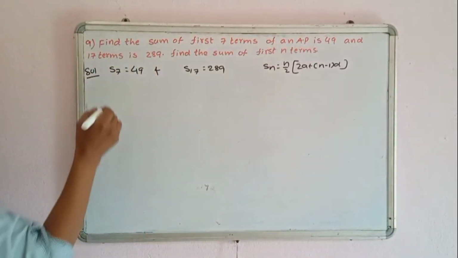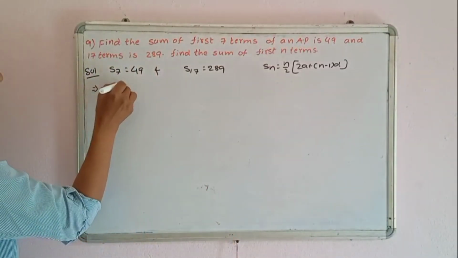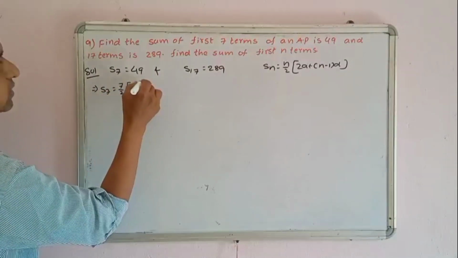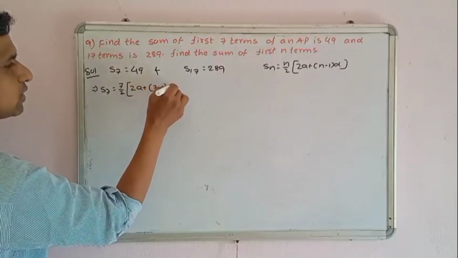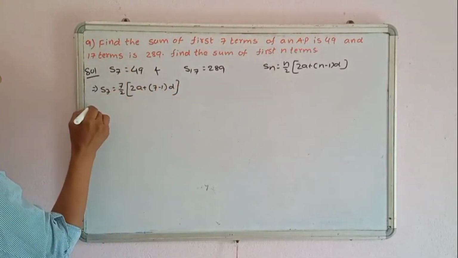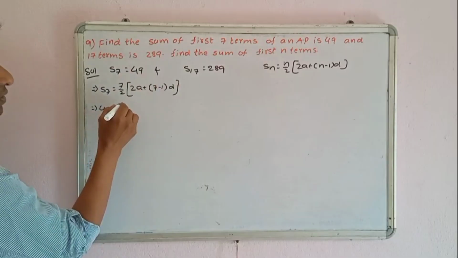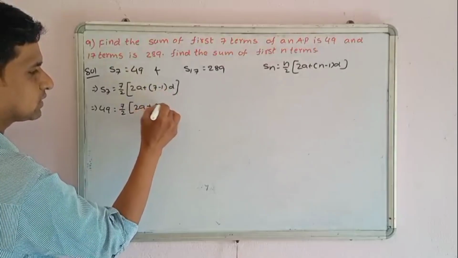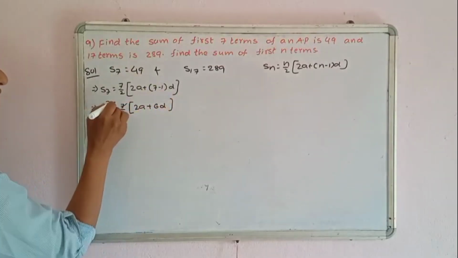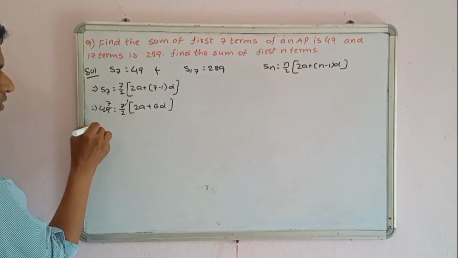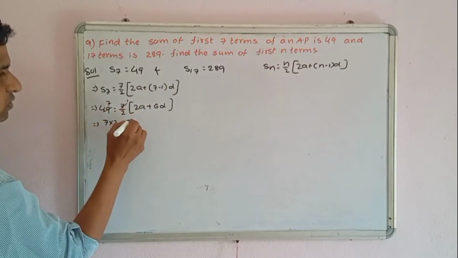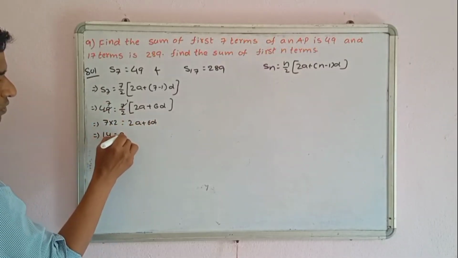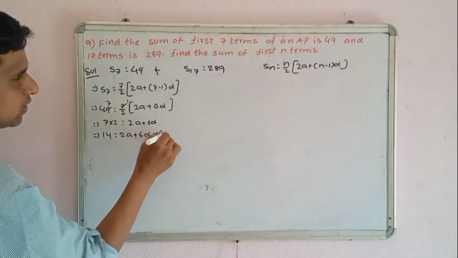Now S7 equals 7 over 2 into 2a plus, so n is 7 here, 7 minus 1 into d. Sn value 49 equals 7 by 2 multiplied with 2a, 7 minus 1 is 6d. 7 times. 2 transposed over, 7 times 2 equals 2a plus 6d. 7 times 2 is 14 equals 2a plus 6d. Say it is 1.